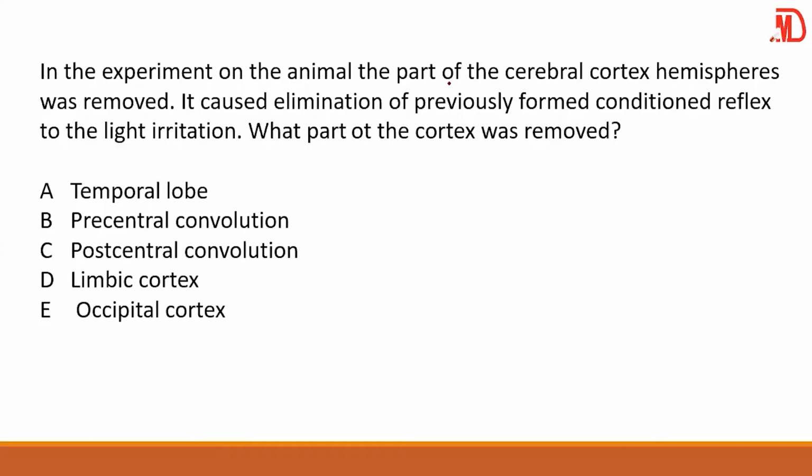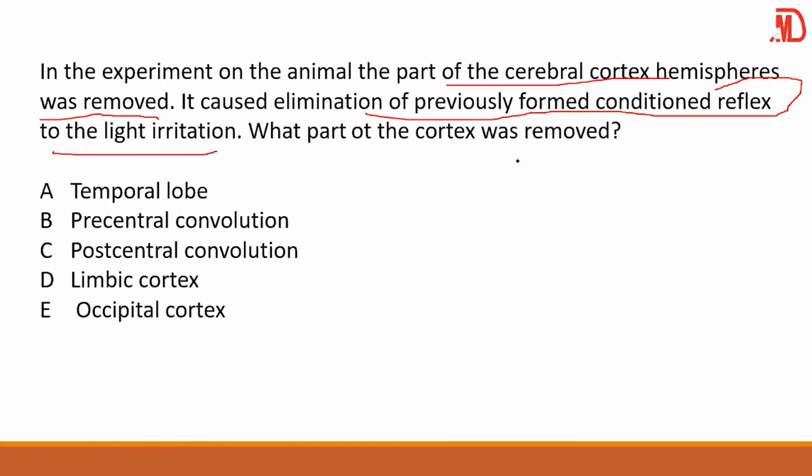In the experiment on the animal, part of the cerebral cortex hemisphere was removed, so your cerebrum was removed. It caused elimination of previously formed conditioned reflexes to light. What part of the cortex was removed? Great. So we're talking about light. Your light perception is found where? They are found at the occipital lobe.